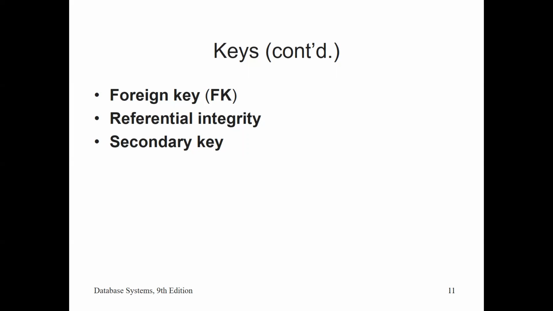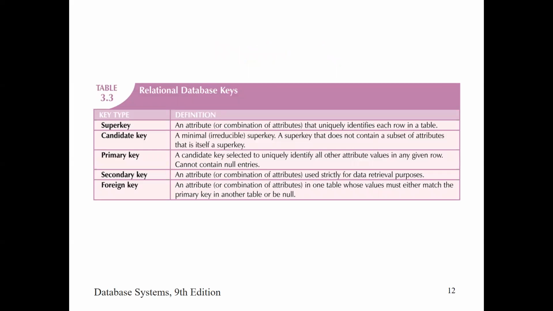Secondary key, on the other hand, is an additional key or alternate key which can be used in addition to the primary key to allocate specific data. Secondary key is used strictly for data retrieval purposes. The summary of all the keys are found in this table. Students are requested to refer to this table for revision purposes as a summary of all the keys in the databases. So in total, we have 5 types of keys: super key, candidate key, primary key, secondary key, and foreign key.